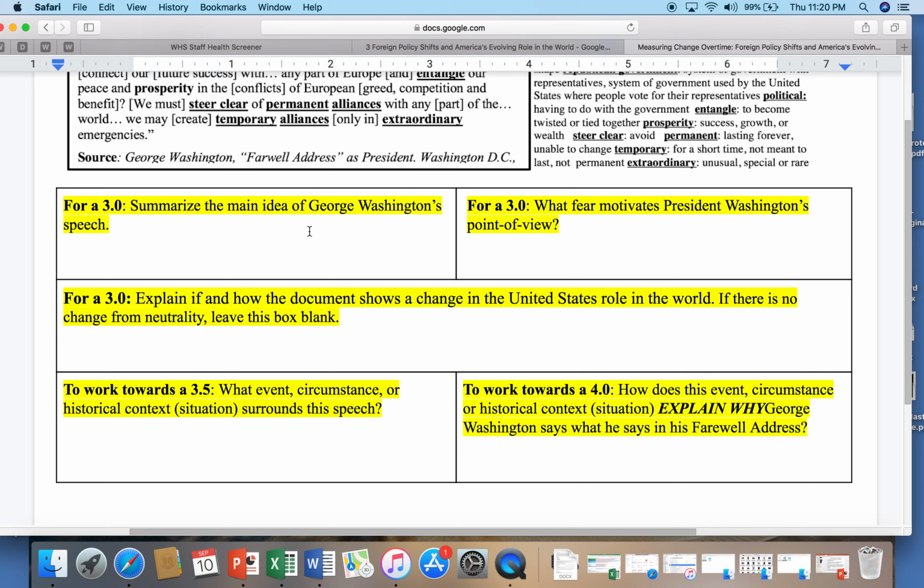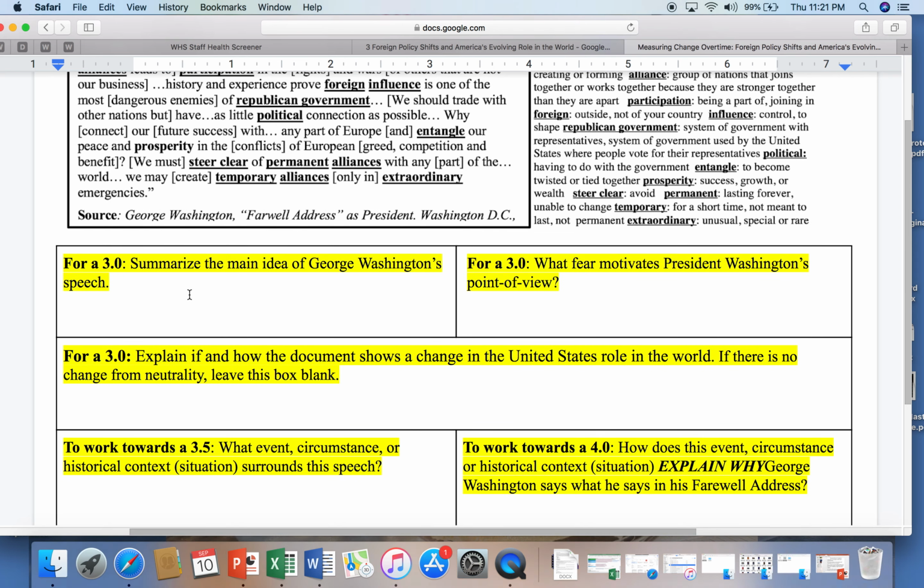So you can see here that for this particular document, there are 5 questions. 3 of them are marked for a 3.0, and 1 is marked for a 3.5, and 1 for a 4.0. Let's go on ahead and take a look at these questions.